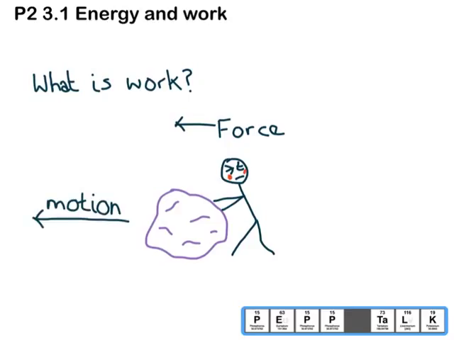Okay, so when I apply a force and my object starts moving, I can then say that work is being done to it. Now, when the object starts moving, obviously it is starting to gain kinetic energy. So we can say that a force transfers energy to an object. In this case, the object is my rock.